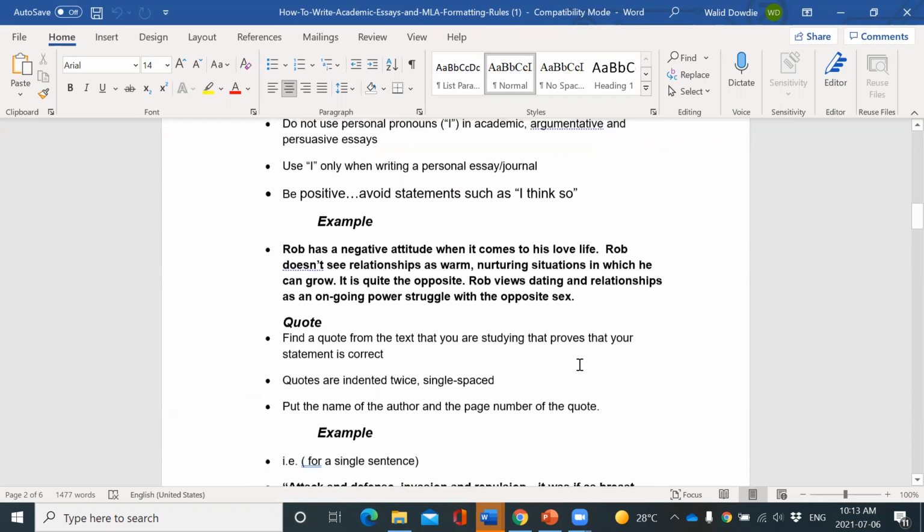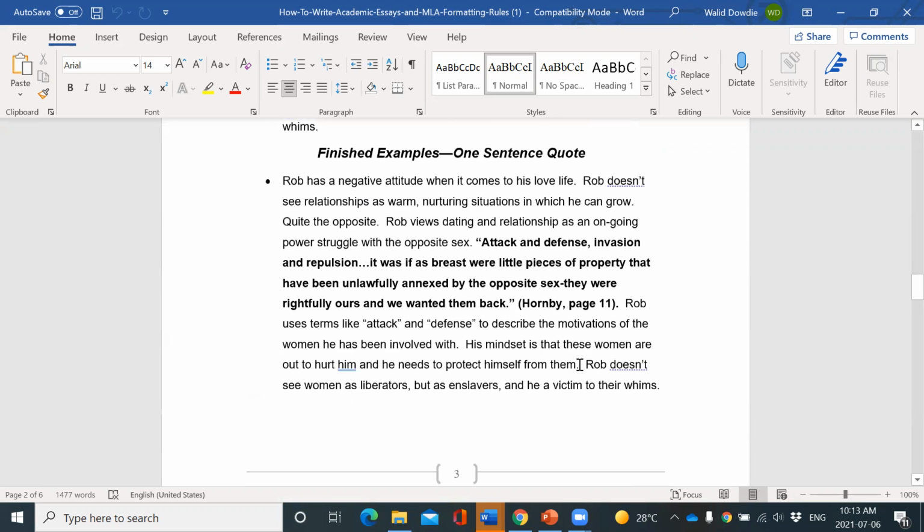So here's an example. I'll show you what the quotes would look like in the actual paragraph. Here's an example of a single sentence quote, right? I put quotation marks. You don't bold it. I'm just doing it so you can see it. And I'll just highlight it there so you can look at it as we're talking. You just have the sentence there. You put quotation marks, which tells me, hey, these aren't my words, right? And then at the end, you put the author's last name. The author's name is Nick Hornby. So I put Hornby and the page I found the quote on, right?